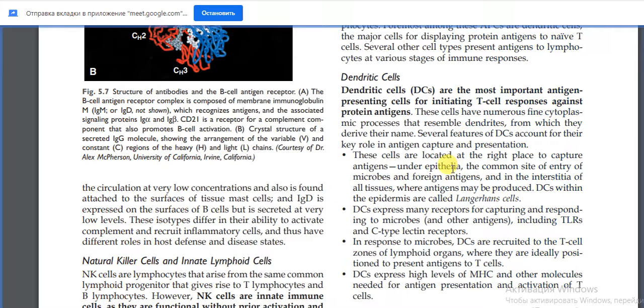They are located at the right place to capture antigens: under epithelia, the common site of entry of microbes and foreign antigens, and in the interstitia of all tissues where antigens may be produced. So you understand that they make the first capture of these antigens.